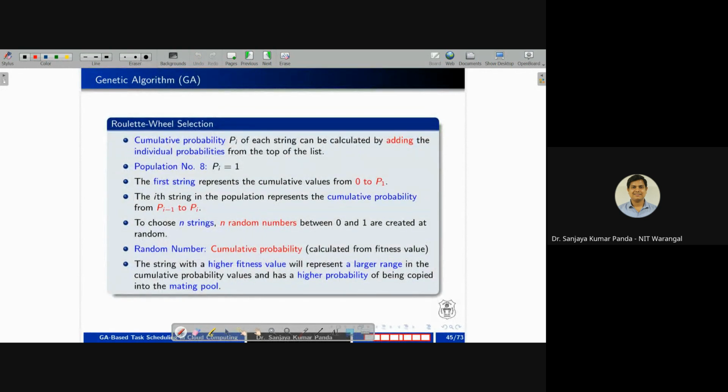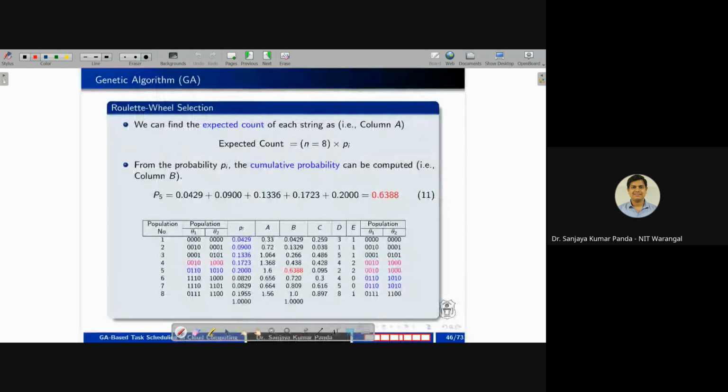But you can see the cumulative probability we have calculated. Actually, the selection is based upon a particular method. For that, after finding the probability, you have to calculate the cumulative probability. You know cumulative probability is nothing but the sum of all the probabilities, right? For example, we have seen this Pi.